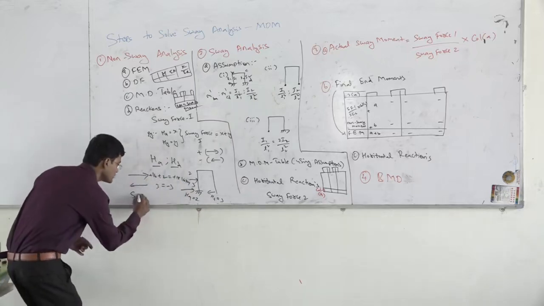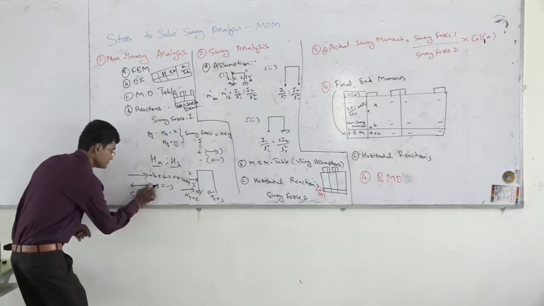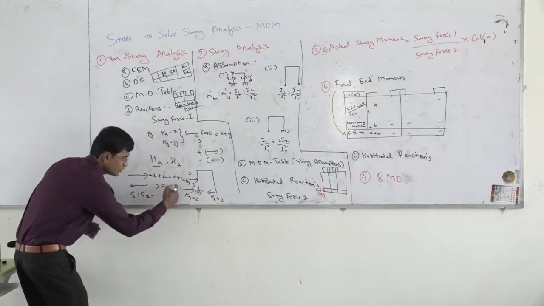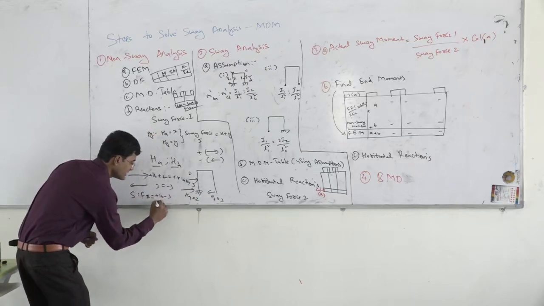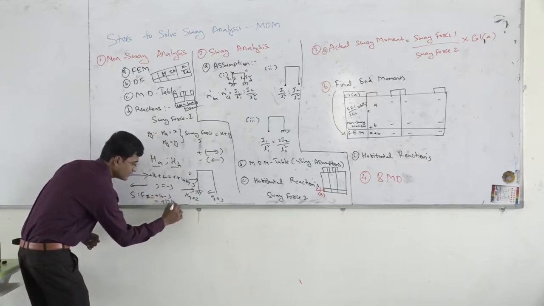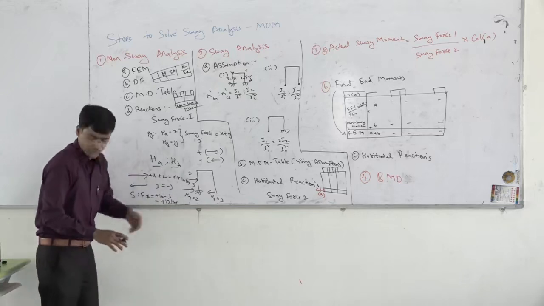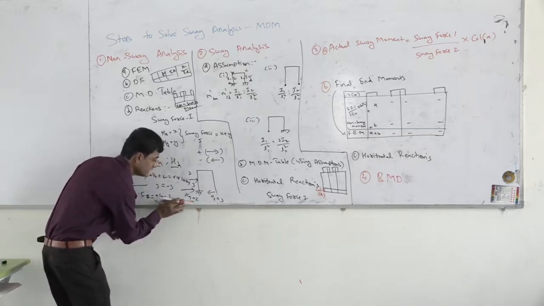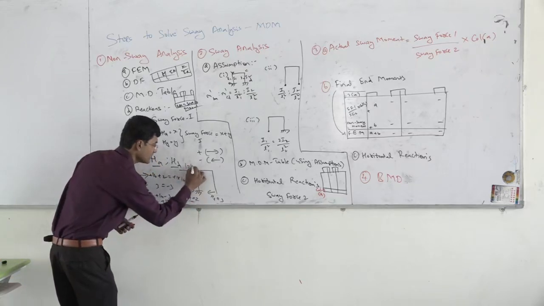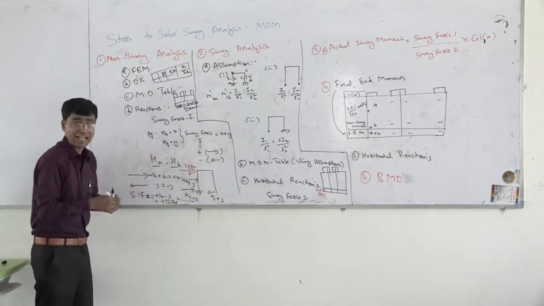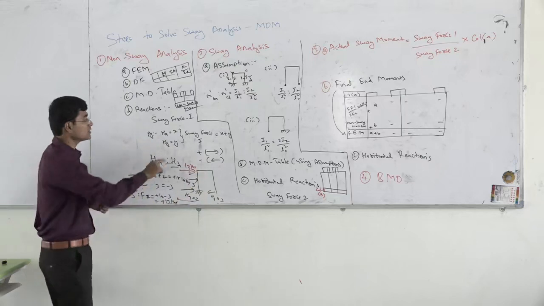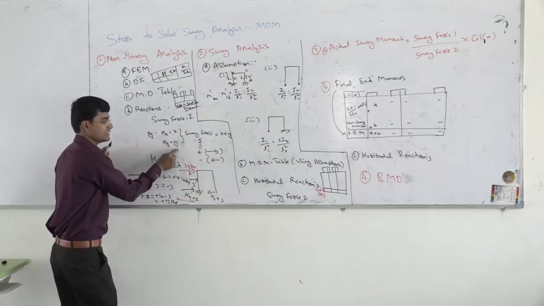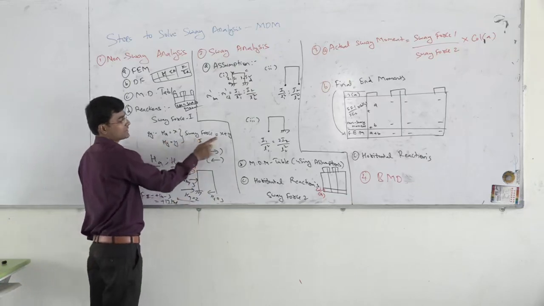Now to calculate sway force 1, it equals plus 16 minus 3, so it is plus 13 kilonewton. This means a plus 13 kilonewton force is acting somewhere here. That is our sway force 1. So if you have got HA as X and HD as Y, then you calculate the sway force as X plus Y.